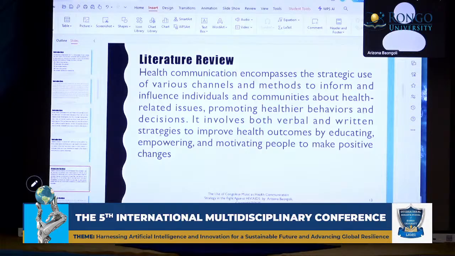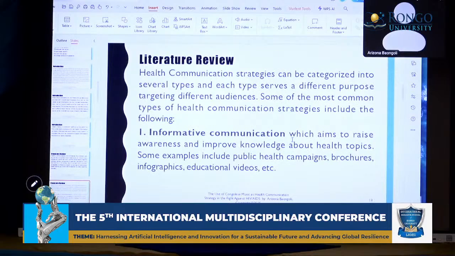Now, when we talk about health communication strategy, we are looking at the different strategies that are used in different channels, media specifically, to be able to pass information. These strategies, we are going to quickly outline and then focus on the one that we are discussing. There are many health communication strategies that are used to pass information related to health.